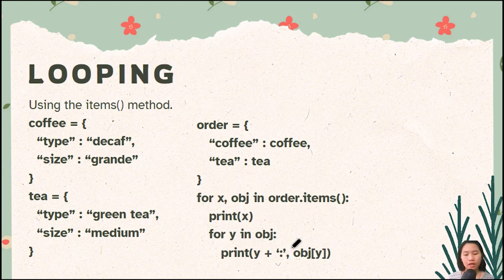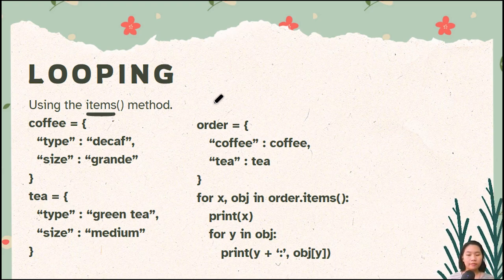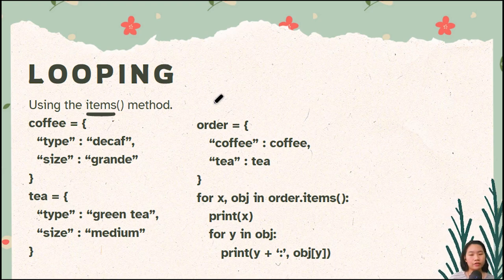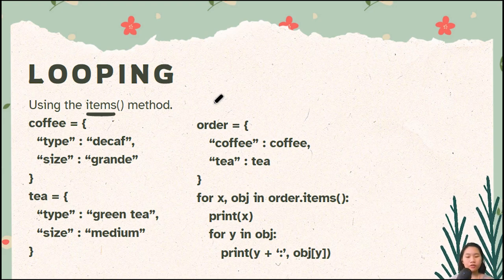Okay, now that we've dealt with that, let's move on to looping using the items method. It's more convenient because the keys method only targets the keys, and the values method only targets the values. Okay, I've talked about this in a previous lesson. You can check them out if you want to learn more about dictionary methods. So let's move on. I have coffee, tea, and order, the same thing that you see on previous slides.